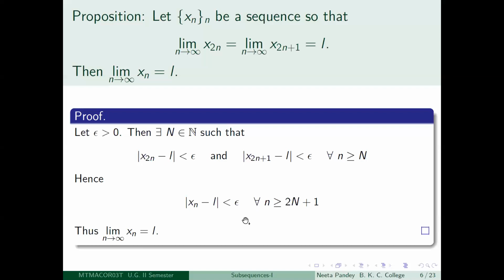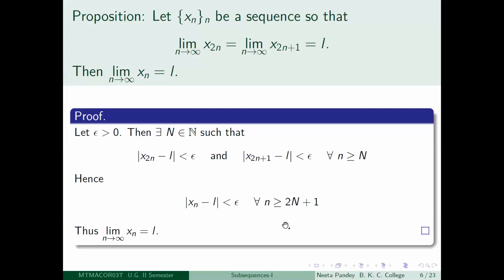I hope I have made myself clear. If you take any little n greater than or equal to 2N+1, then what are the two possibilities for n? It can be either even or odd. If it is even, it looks like 2m, say. So 2m is greater than or equal to 2N+1 means 2m is greater than 2N. So that means m is greater than capital N. So the modulus of x_2m minus L will be less than epsilon. Similarly, if n is odd, then n will look like what?